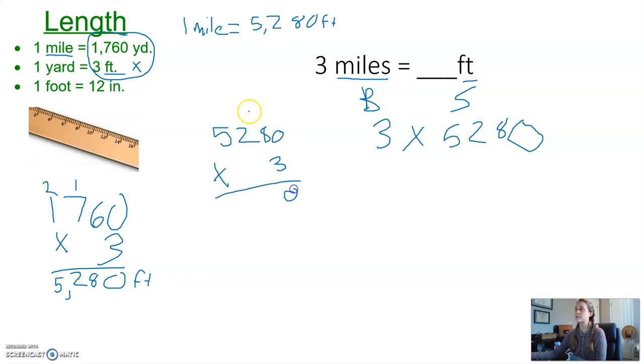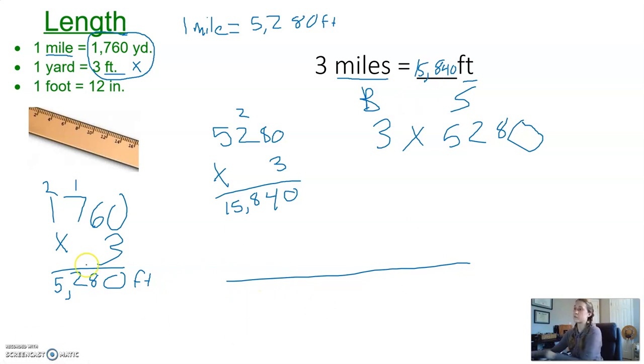3 times 0 is 0. 3 times 8 is 24. 3 times 2 is 6, plus 2 is 8. 3 times 5 is 15. Now I know that in 3 miles, there are 15,840 feet.